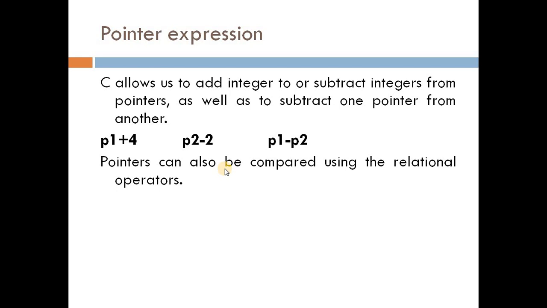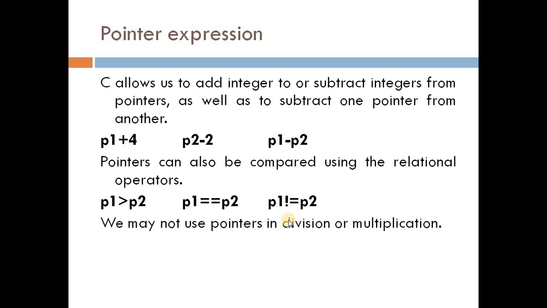Pointers can also be compared using the relational operators. So not only arithmetic operations, we can also use relational operators on pointer variables. Here you can see we can compare two addresses. Is the address stored in P1 greater than the address stored in P2? Is the address stored in P1 equal to the address stored in P2, or is it not equal to the address stored in P2? Such types of relational operations are allowed on pointers.